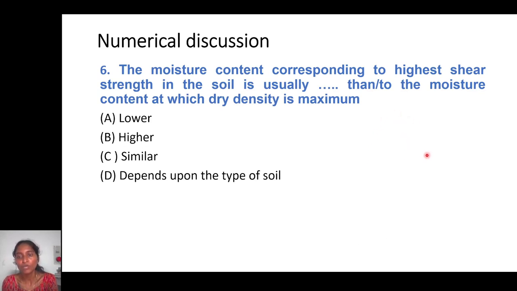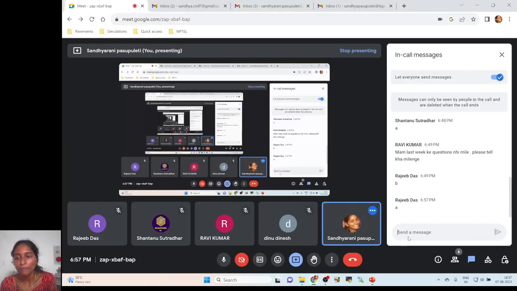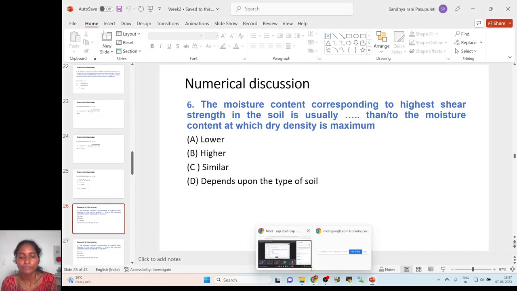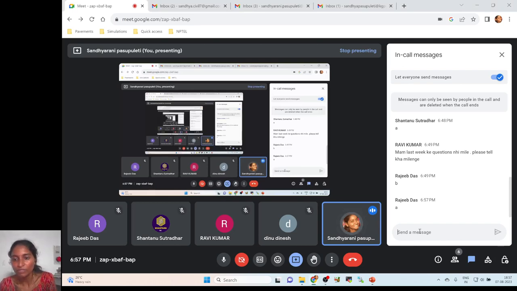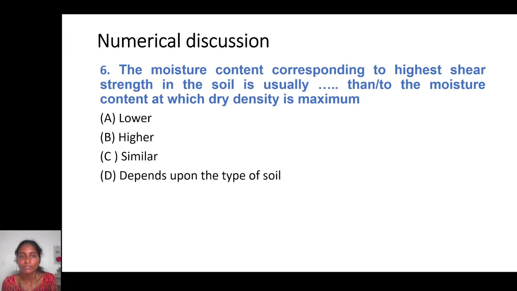If I have an OMC in the middle, let us say at maximum dry density, for the same soil, if I want to compact for maximum shear strength, will the water content be less than OMC or more than OMC? When I say less than OMC, that is the dry side of optimum. When I say more than OMC, that will be the wet side of optimum. Yes, he says option A. This is the lower side.